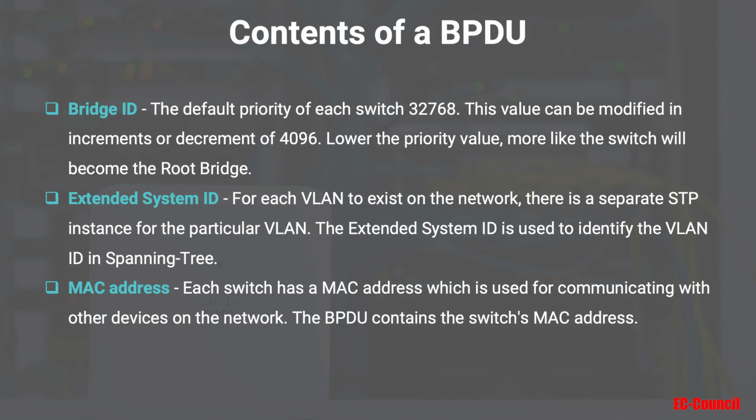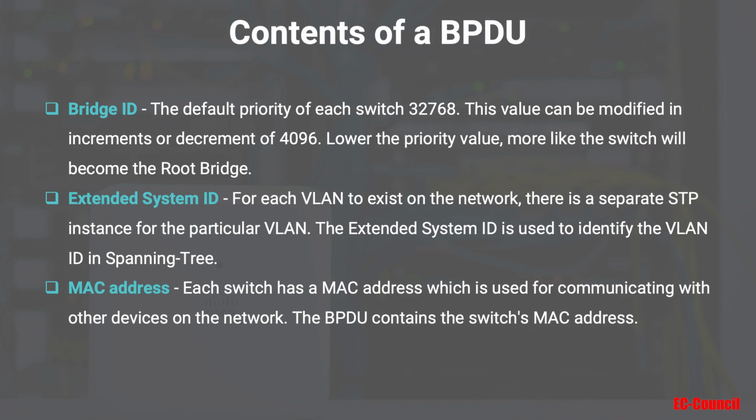Additionally, within the BPDU, you can find something called the Extended System ID. For each VLAN to exist on a network, there is a separate spanning tree instance for that particular VLAN. So by default, since VLAN 1 exists on all switches, spanning tree is running for VLAN 1. Now, the Extended System ID is used to identify the VLAN ID for that specific spanning tree instance. So therefore, all switches that are running spanning tree for, let's say, VLAN number 1, the Extended System ID within their BPDUs will be 1.